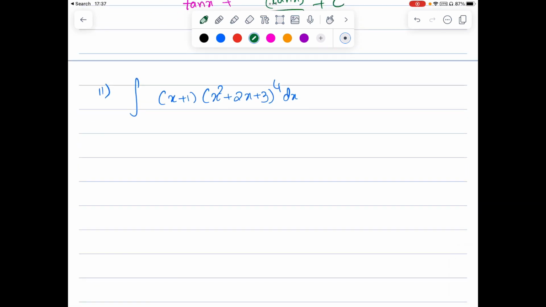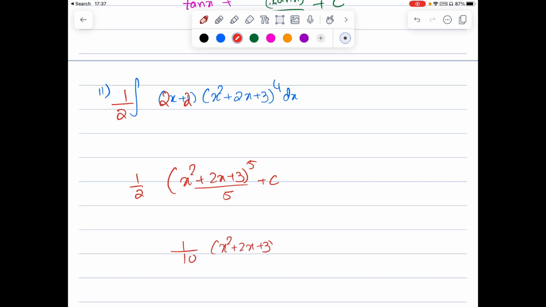Question number 11. We know that x square derivative is 2x. 2 derivative is 2, so multiply and divide by 2. So it becomes 1 upon 2 (x square plus 2x plus 3) whole to the power of 5 upon 5 plus c. So 1 upon 10 (x square plus 2x plus 3) whole to the power of 5 plus c.